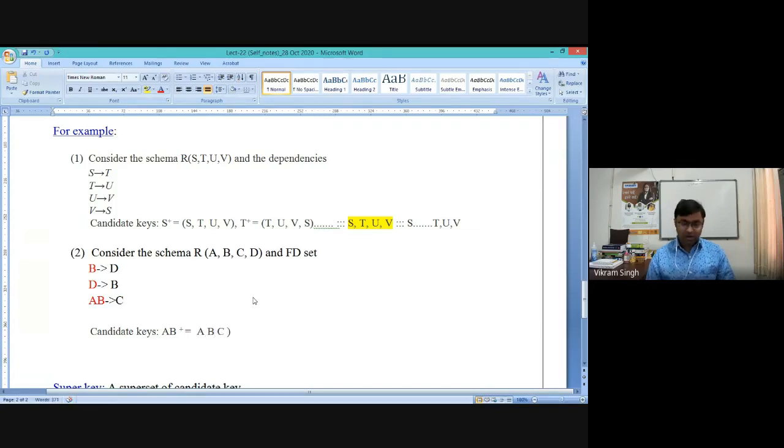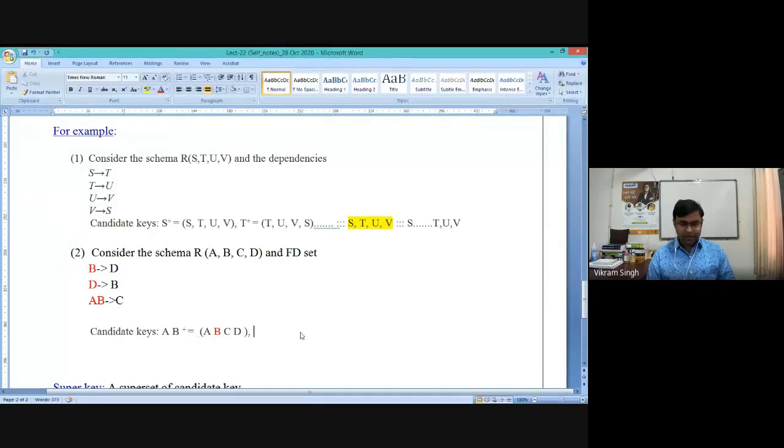Now that's obvious, because it is mentioned in the previous FDs also that if you have B at any point of time, B is accessible. So by using the AB attribute, you may be able to access all the attributes of this relation. And D is accessible because of this first FD. So that could be the first candidate key.